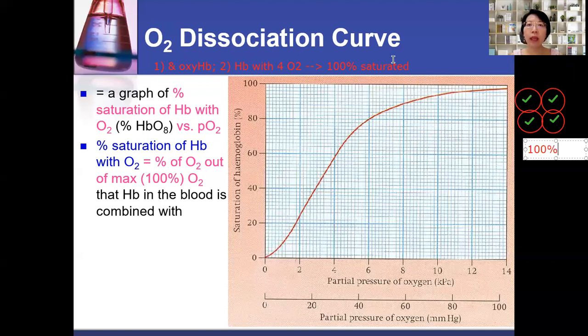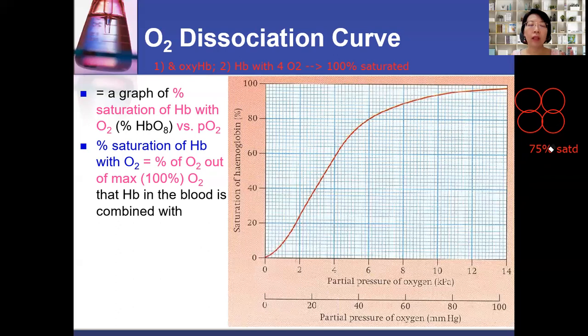Then when only 3 out of 4 subunits are carrying oxygen, I will consider it as 75% saturated, and so on. So if it is like this, it means 50%, like this means 25%, like this means 0%. But this is not so accurate because you can see in this curve that it's not only 100, 75, 50, and 25. It's actually a smooth curve, isn't it? So this is not very accurate, but easier to understand.